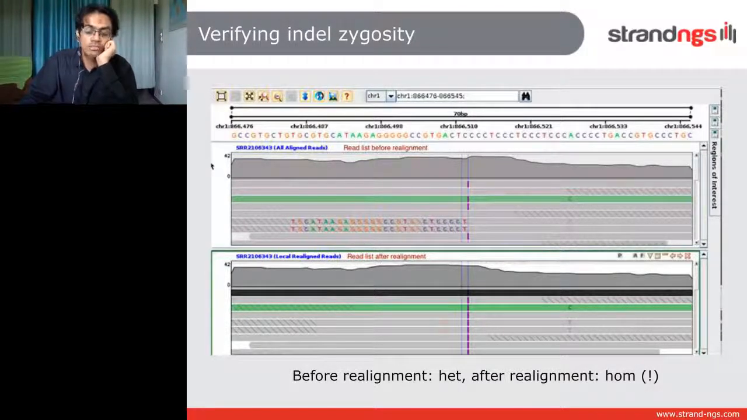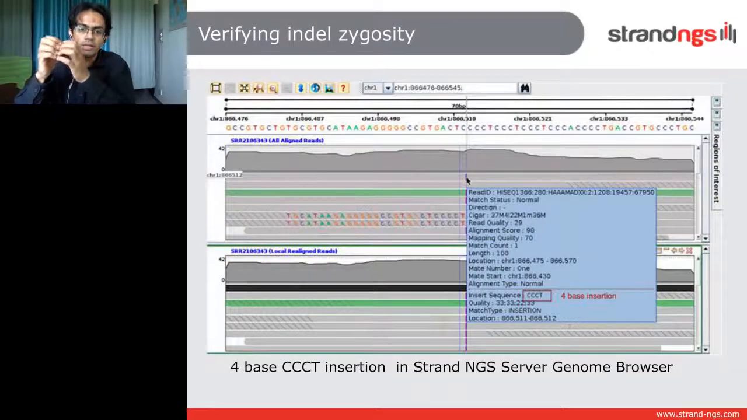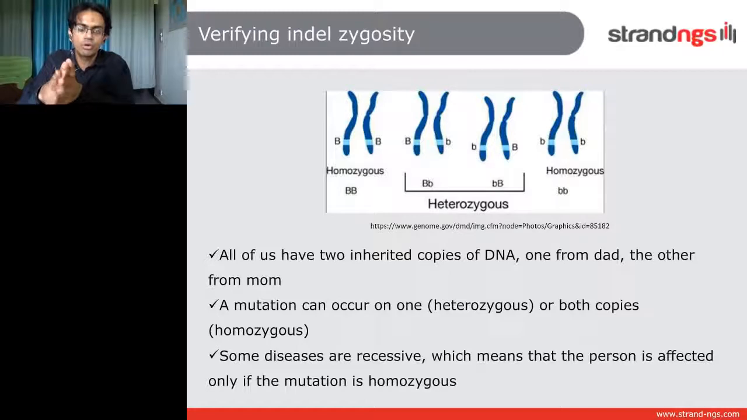So this is very important when it comes to verifying recessive diseases. A recessive disease is one where the person is affected only if both copies are mutated. So in the cases that we need to know whether two or one copy is mutated, that's when this comes into the picture.